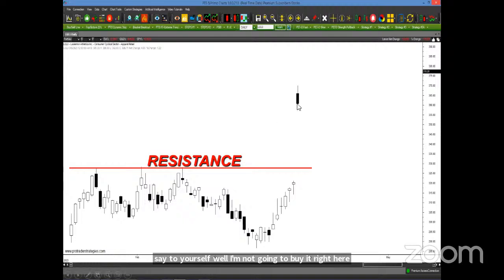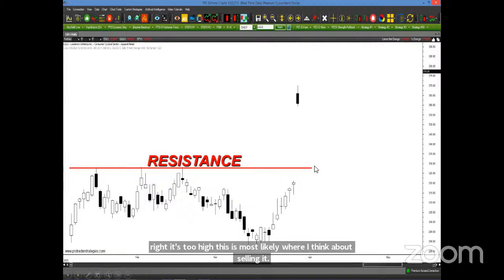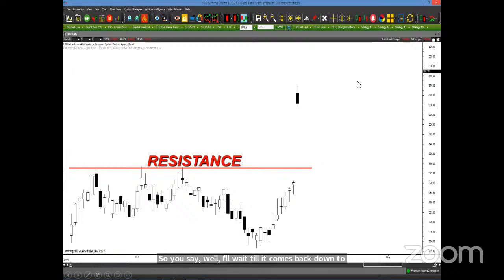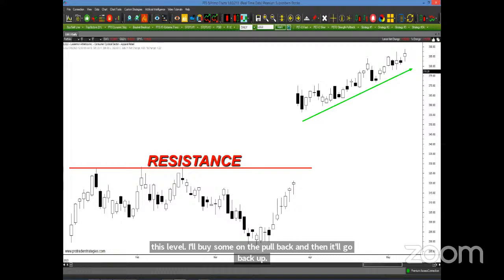So you say, well, I'll wait till it comes back down to this level. I'll buy some on the pullback and then it'll go back up. Okay, well, look what happens. You see, this is why breakouts based on resistance really don't help you that much.